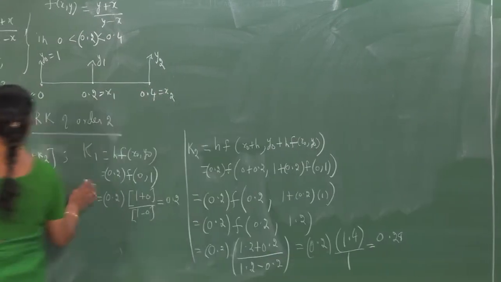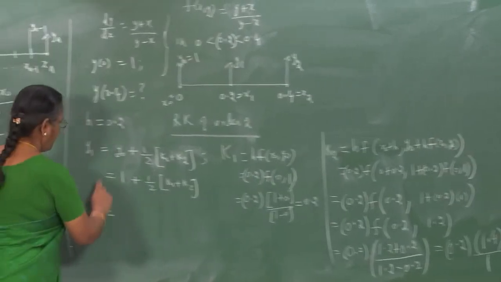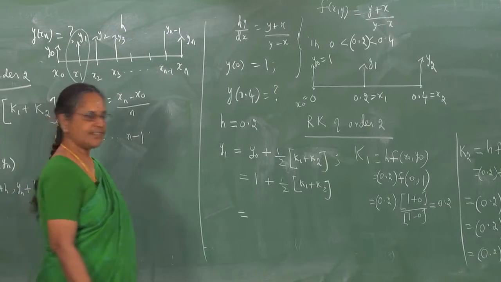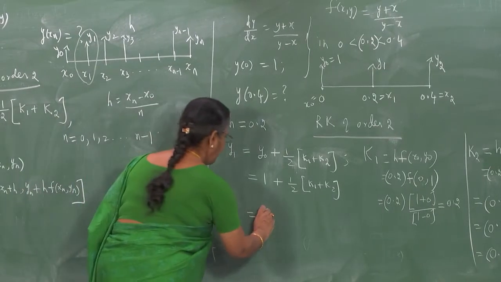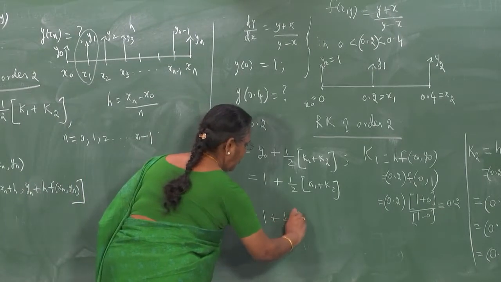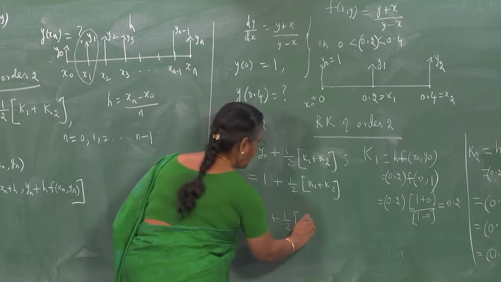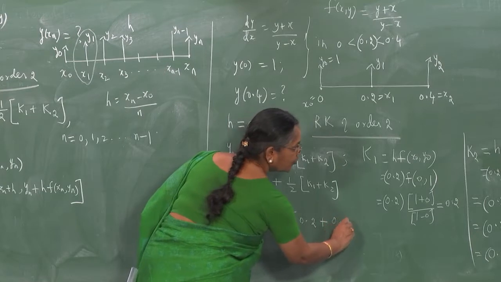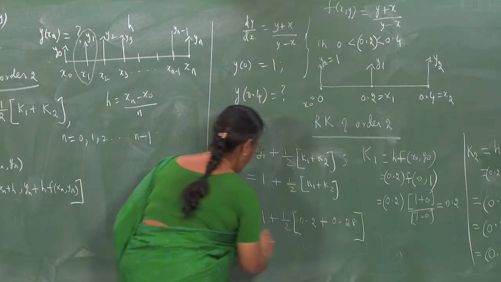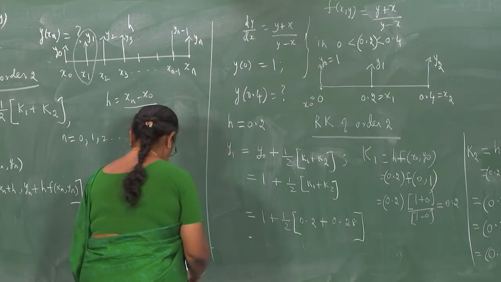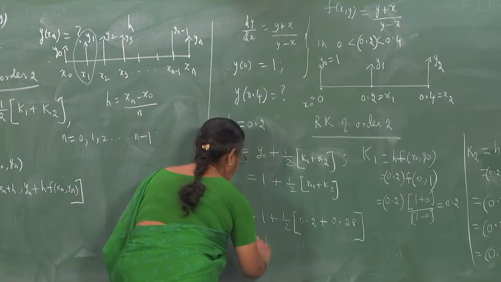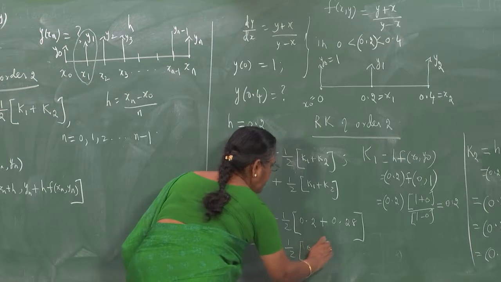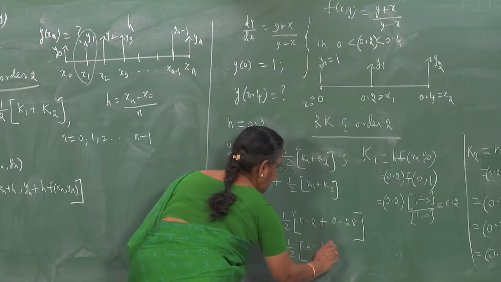So, having computed k1, k2, we now can use them to find what y1 is. So, y1 will be 1 plus half of k1 is 0.2, k2 is 0.28. So, that will give you 1 plus half of 0.48.